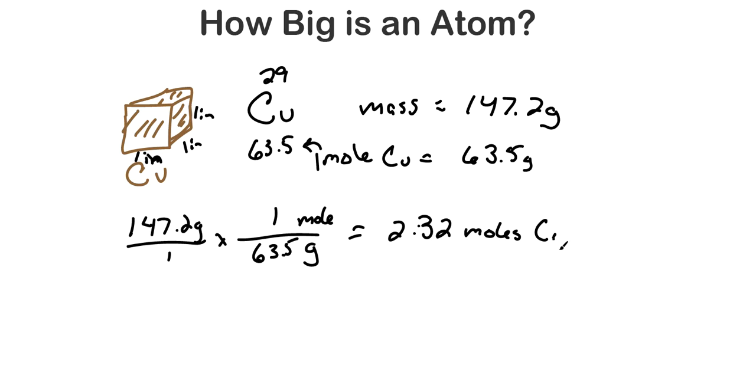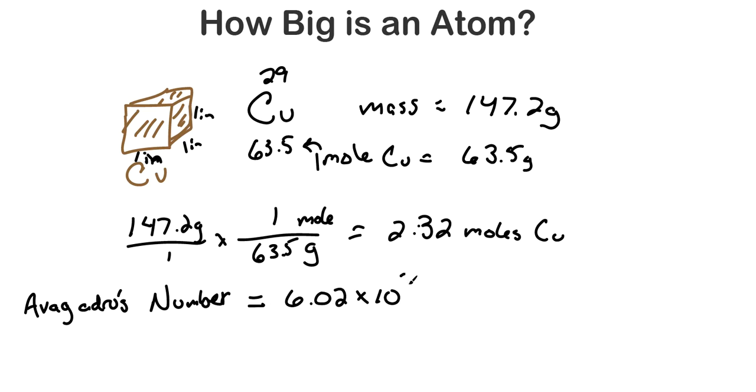moles of copper. Now I did that so I can introduce another term. It's called Avogadro's number. Guess who discovered it? Avogadro. What Avogadro discovered was that every mole has 6.02 times 10 to the 23rd atoms in it.